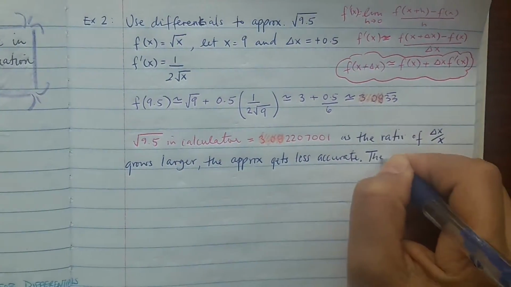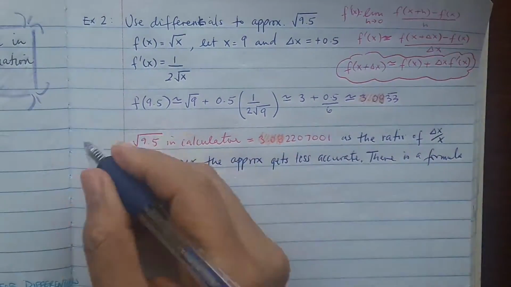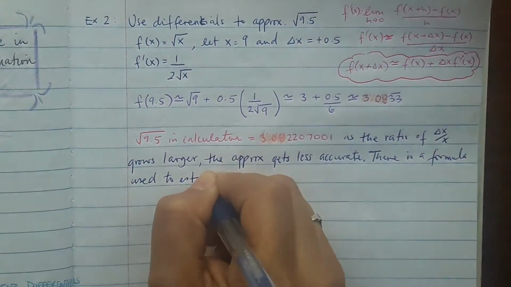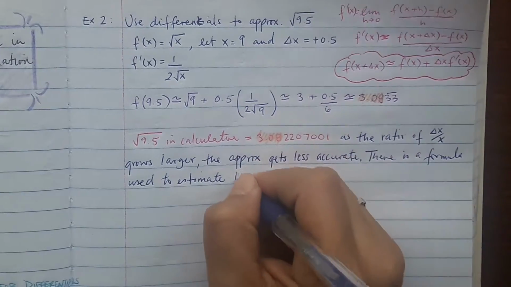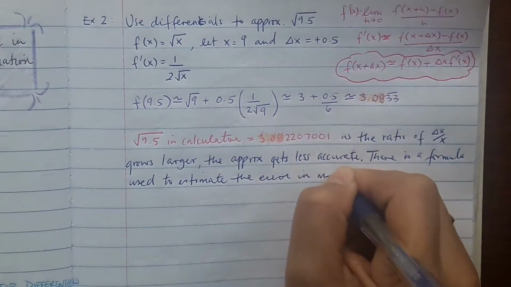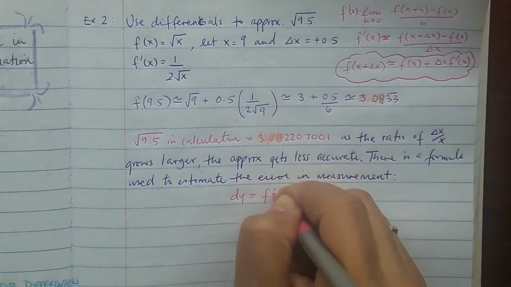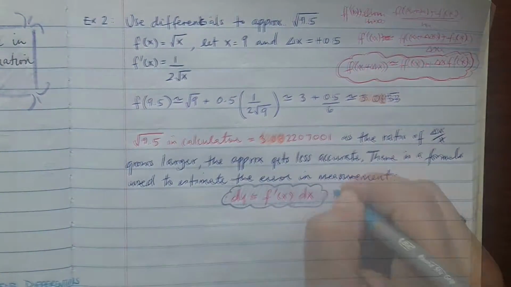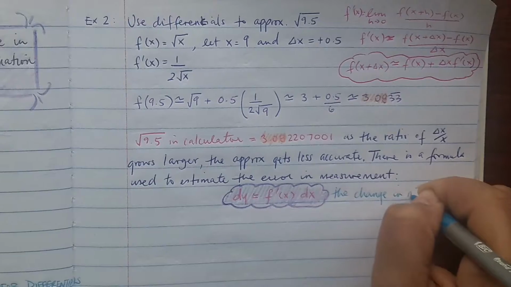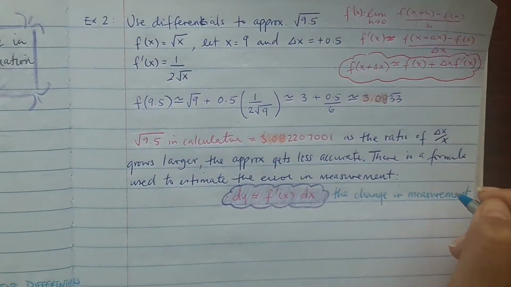There is a formula that is used to estimate the error in measurement. And this formula is really easy to remember. It's dy equals the derivative of that function times dx. And dx is the differential.